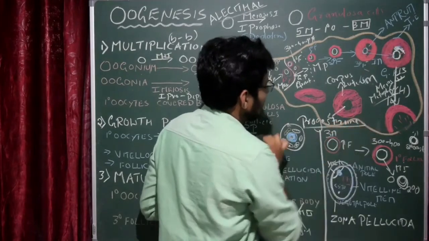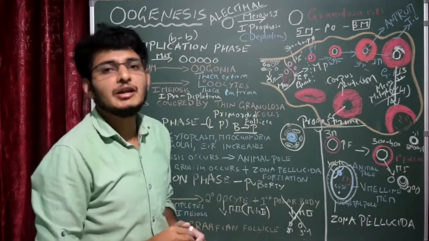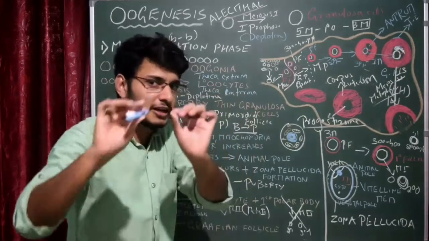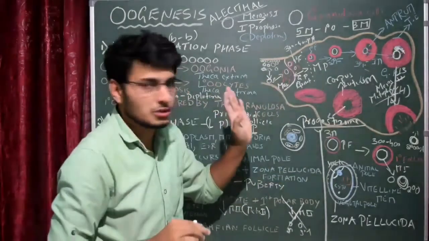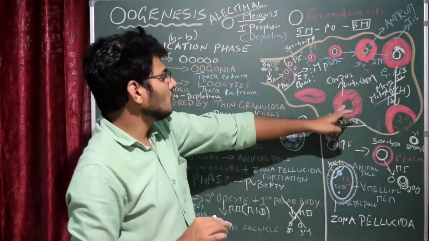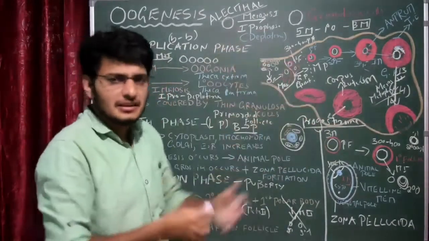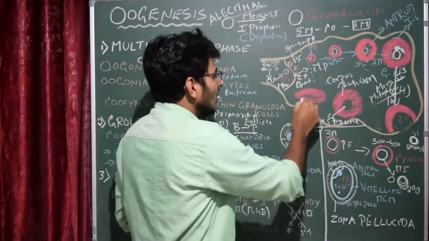Progesterone, which is very important for the maintenance of the endometrial wall. We'll talk about it when I explain the menstrual cycle, about the corpus luteum. The same corpus luteum actually undergoes another degenerating stage, which is called the corpus albicans.